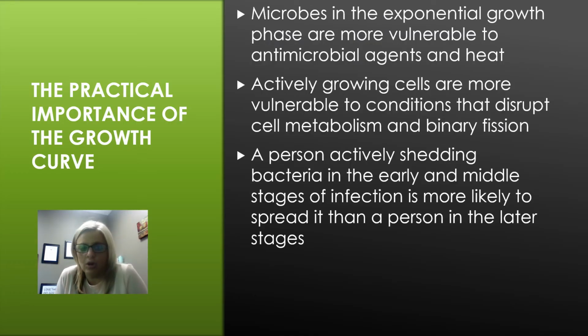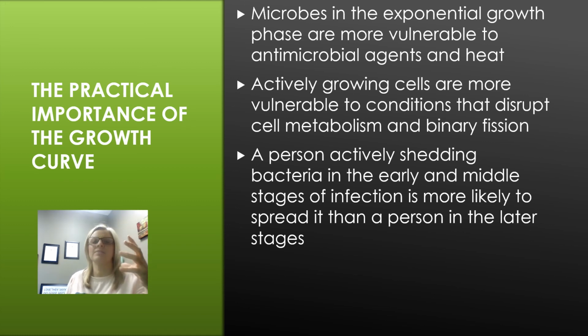So why is this growth curve important? Okay, so the tendency here for populations to exhibit phases of rapid growth and death is important for microbial control, food microbiology, and culturing. All right. Microbes in that exponential growth phase are going to be more vulnerable to antimicrobial agents. Things like heat agents can rapidly accelerate the death phase in all populations actually, but in the exponential phase particularly, all right, actively growing cells are more vulnerable to conditions that disrupt cell metabolism, okay, and binary fission. They're going to be more vulnerable due to things like inhibition and destruction.